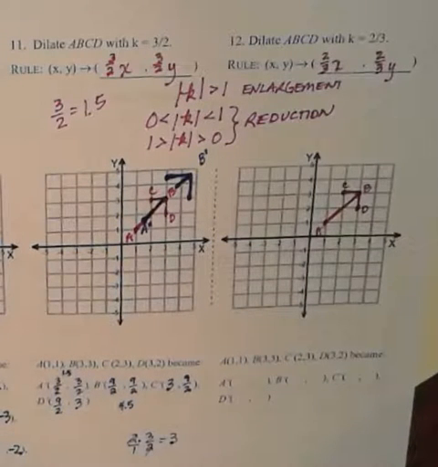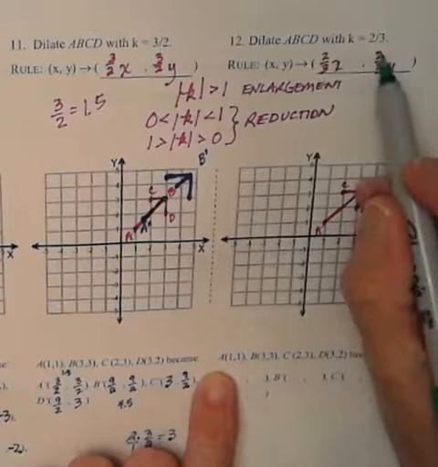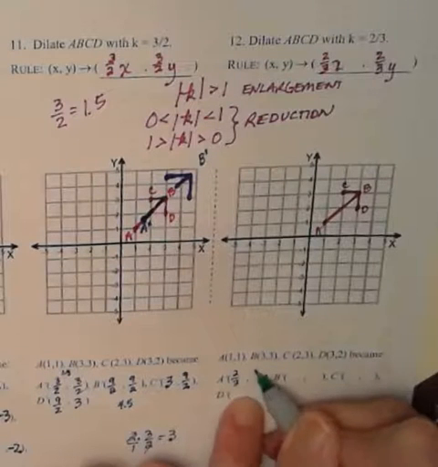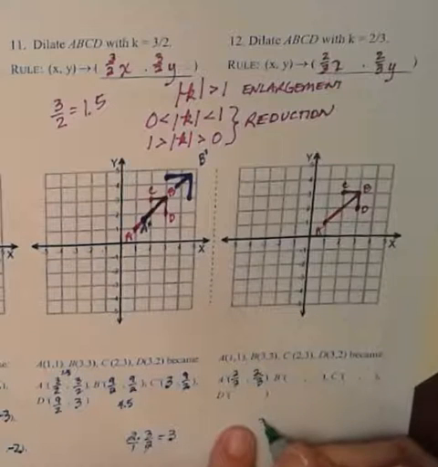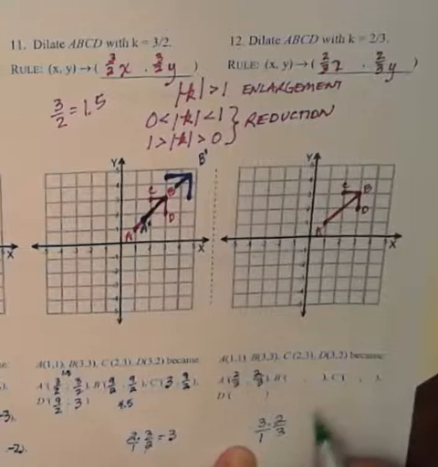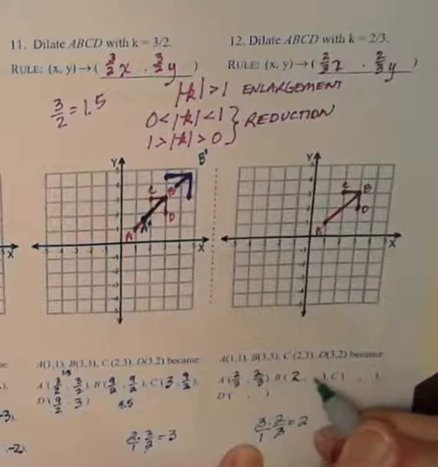I'll switch colors to work the last one. Here, the purple's going to show up. How about a green? We're going to multiply the original A, B, C, and D by 2/3. So 1 times 2/3 is 2/3. We're going to get that twice. 3 times 2/3 is the same as 3 over 1 times 2/3. The 3's cancel, and that will equal 2. So this is going to be 2, 2.